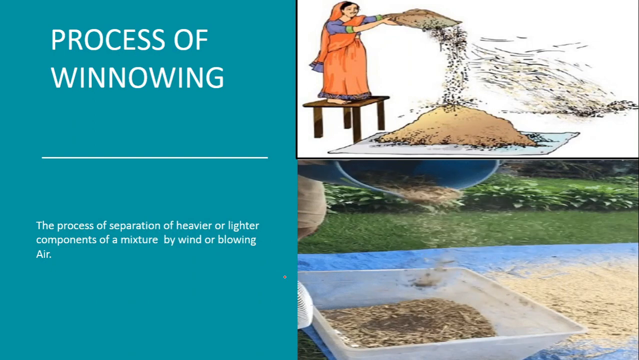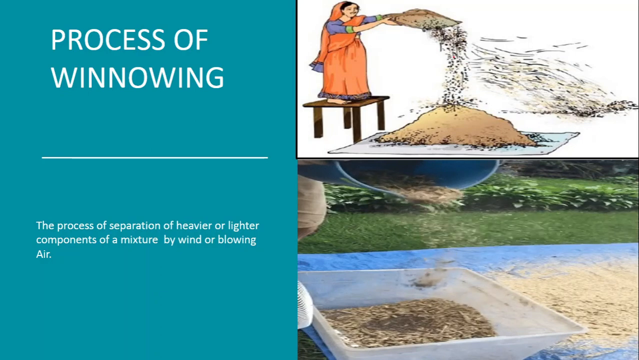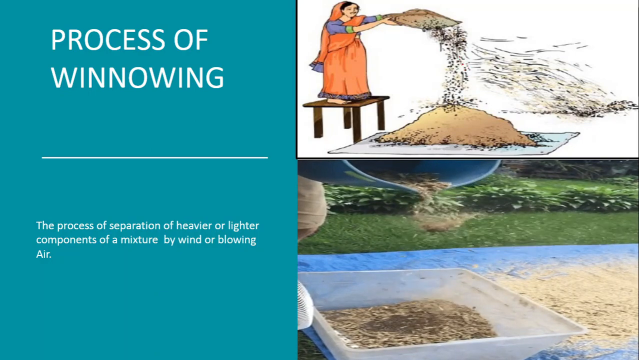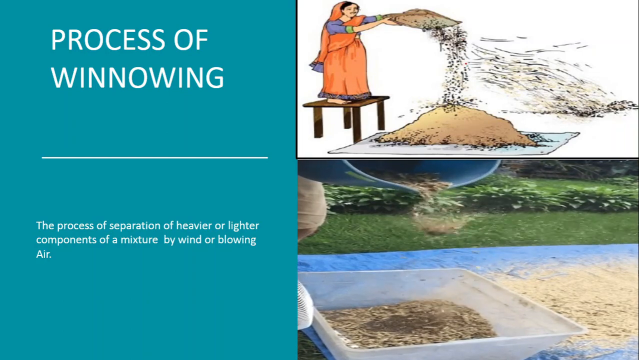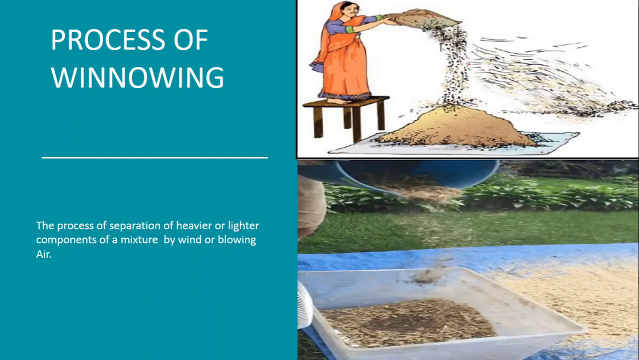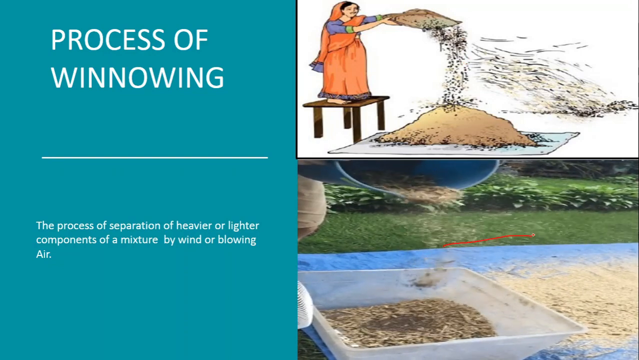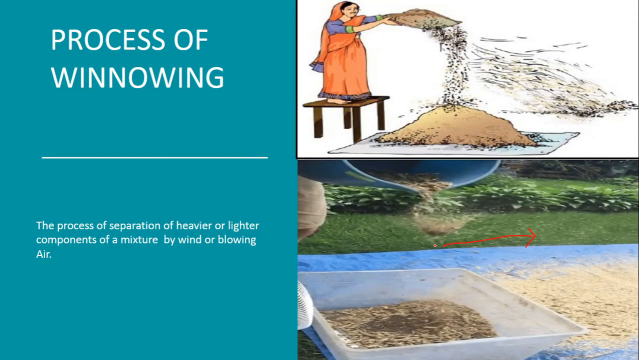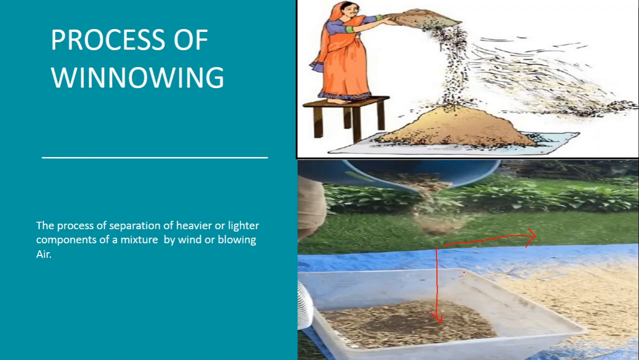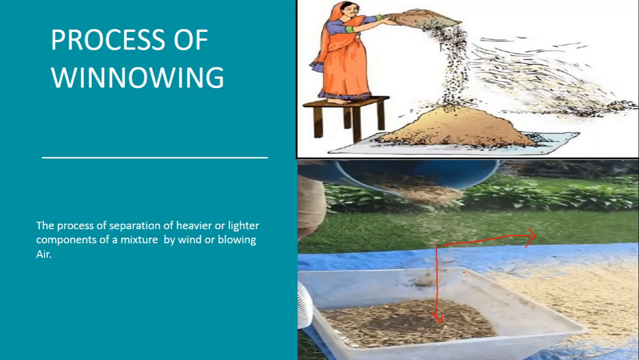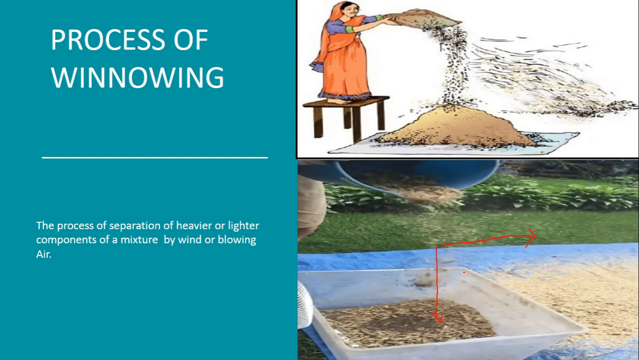Now the next is process of winnowing. The process of separating heavier or lighter components of a mixture by wind or blowing air is called winnowing. In this picture, you can see that in this process, the husks which are lighter are carried away by wind, and the heavier particles like grains of wheat fall vertically downward. This method doesn't require any machine. It is completely based on human activity.